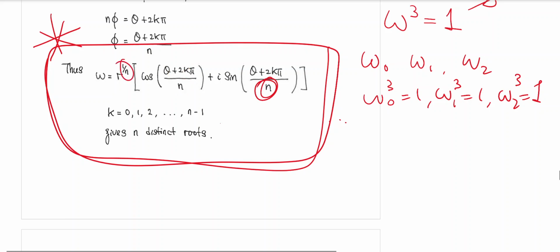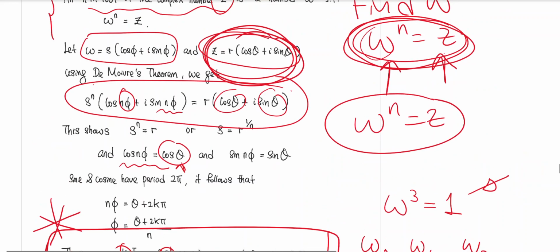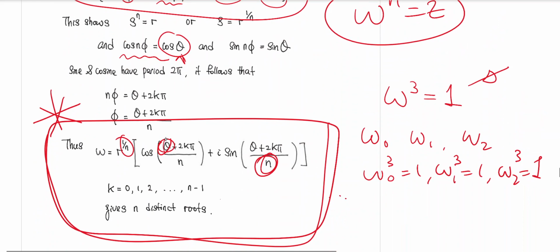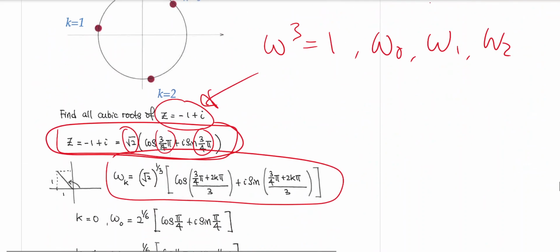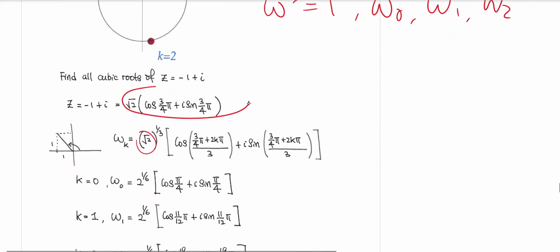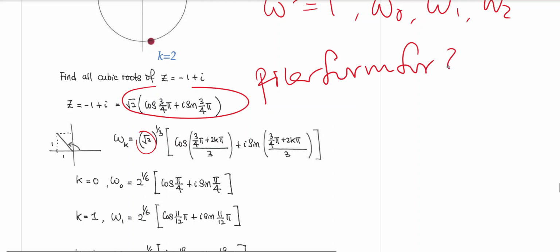Now what is theta? Theta right here is the argument for your z, so you have to find this. Then you take that angle, which is the argument for z, and keep adding this over this. So this is the modulus of the polar form for z, and you take the power 1 over 3. That's the argument theta, this is the n, which is 3, and then you have plus 2k pi.